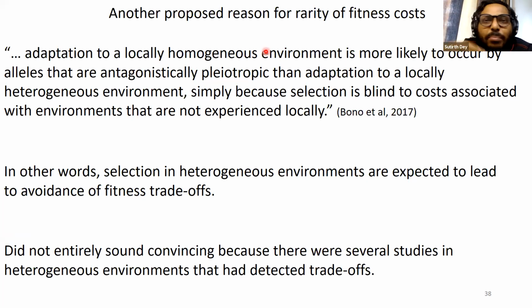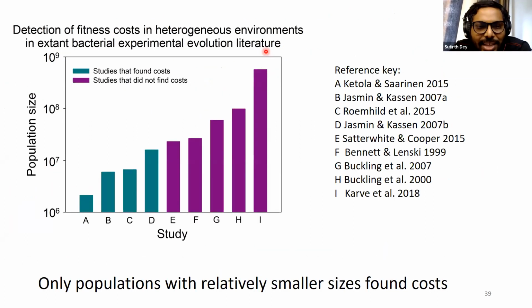We simply took all those studies in heterogeneous environments which were showing trade-offs, and then we arranged them by population size. Why population size? Because we were by then convinced that population size is a big player in this whole thing. These are some 8 or 9 studies that we could find in the literature in which people have explicitly looked for cost. Whether they found it or not is a different thing. And we could actually figure out what the corresponding population sizes were.